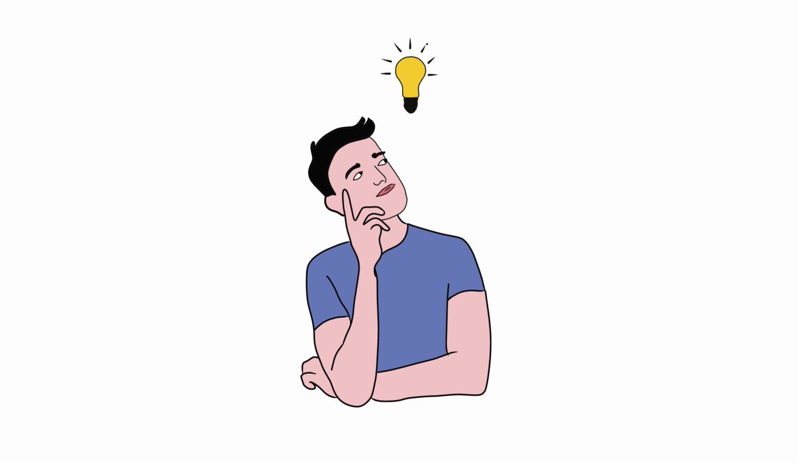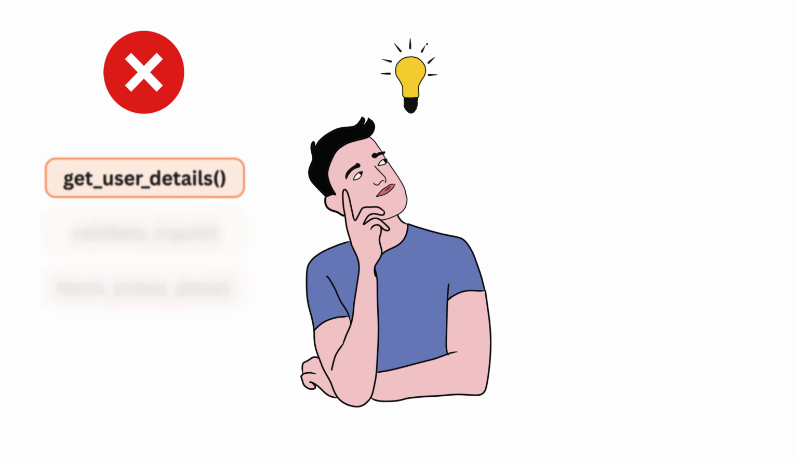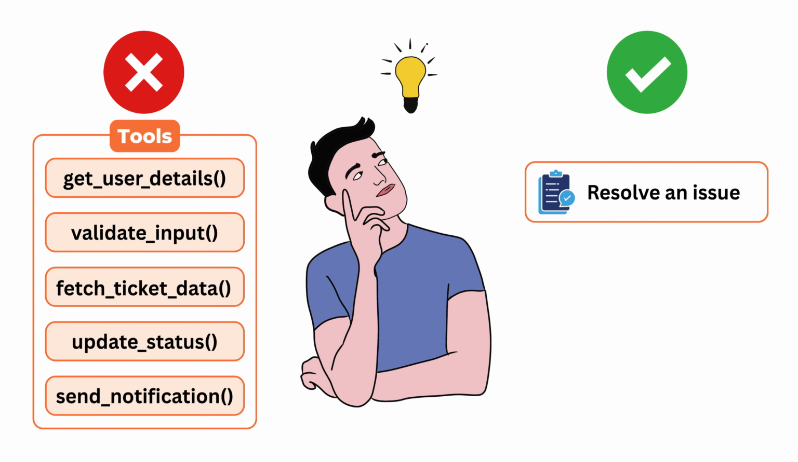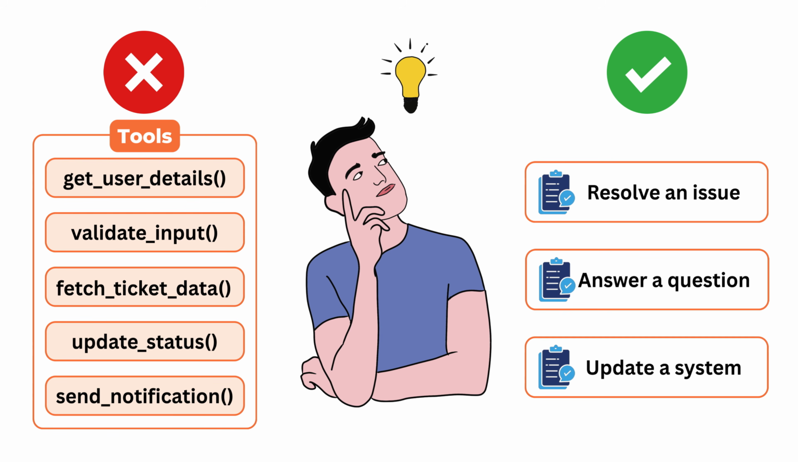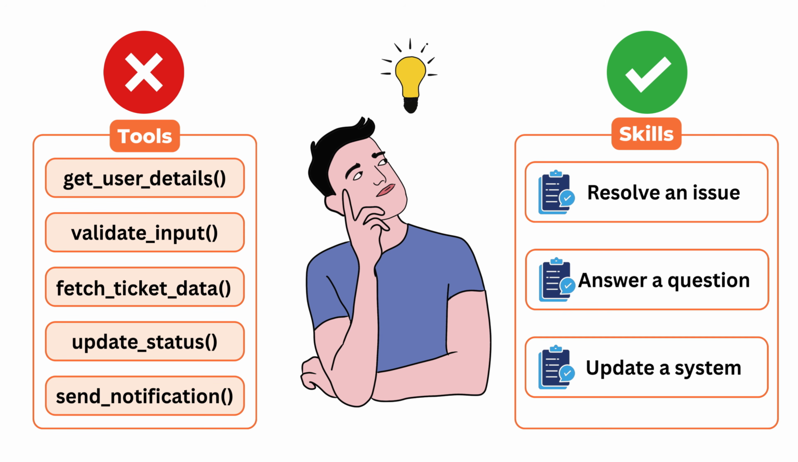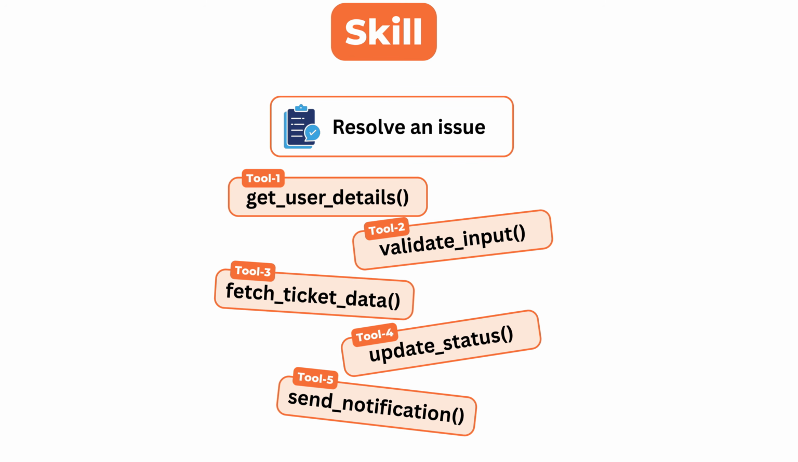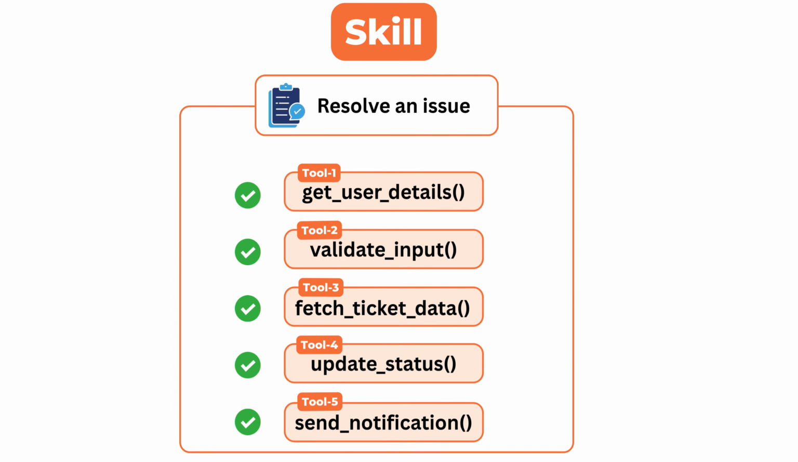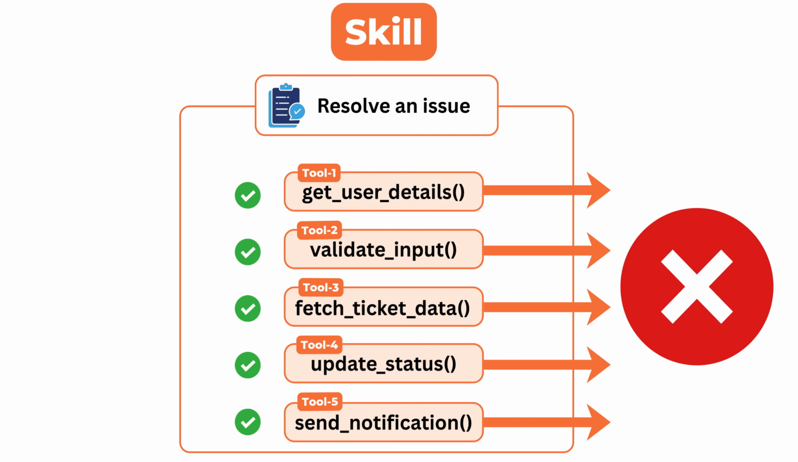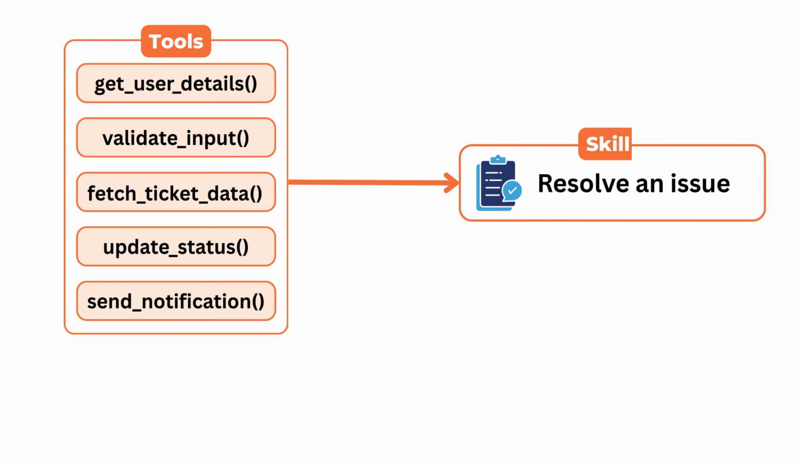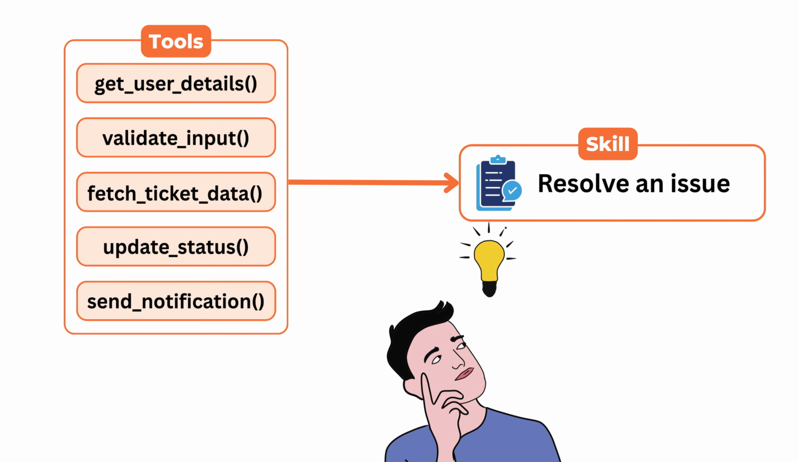Now, if you look at how humans think about problems, we don't think in terms of individual functions. We think in terms of tasks. Resolve an issue, answer a question, update a system. And this is where skills come in. A skill is a higher level capability. It brings together one or more tools and wraps them in a bit of structure. So instead of exposing many small building blocks, we expose something more meaningful, something closer to the intent. And this shift from tools to skills is what starts making systems feel more aligned with how users actually think.